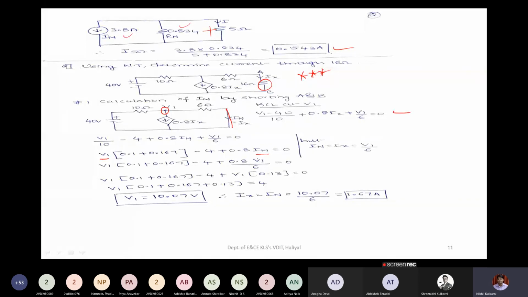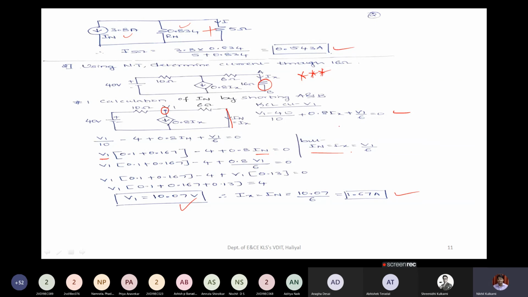If you solve that, you will see that there are two unknowns, V1 as well as I_on. So you have to define one term in terms of the other. The simple one is I_on, or Ix. How can we define Ix? It can be defined as V1 divided by 6, I equal to V by R. If you substitute that here and solve for V1, you will get this voltage. The short circuit current, or Norton's current, is V1 divided by 6. So if you do that, you will get 1.67 amperes. This is a very important problem.